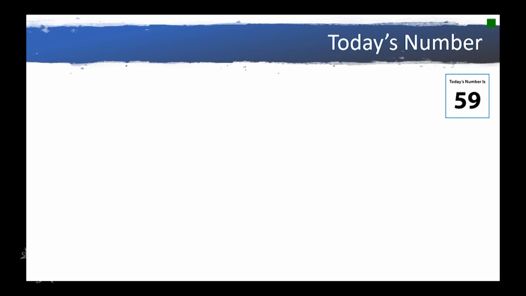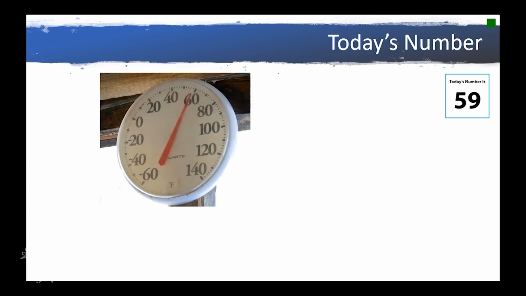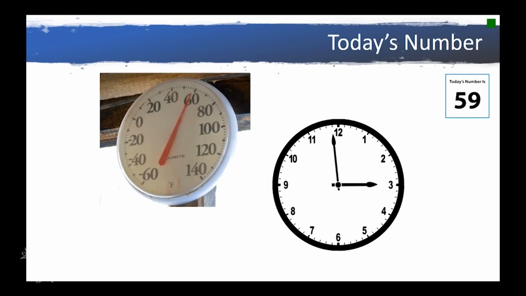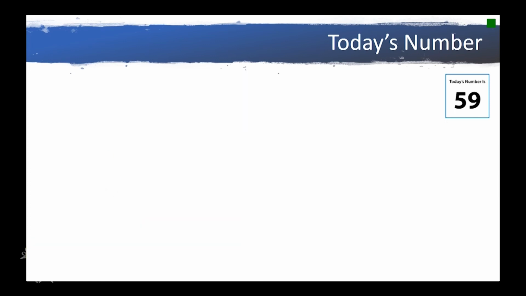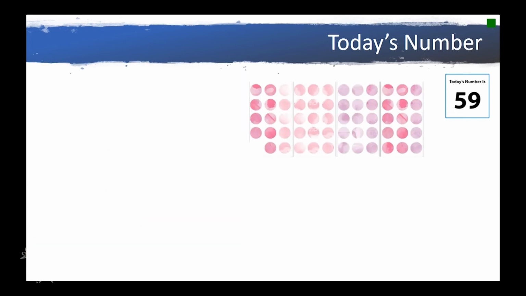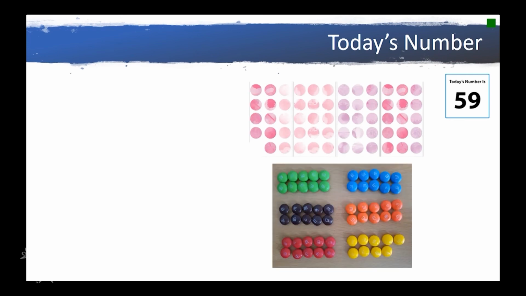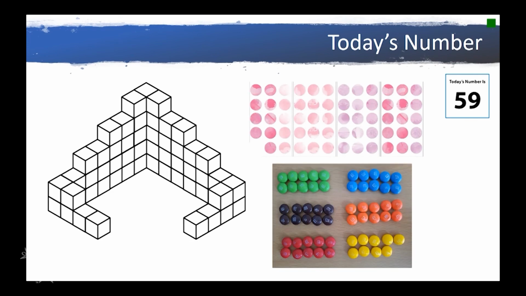Other ways we might think about 59 is 59 degrees, 59 minutes, or 59 inches. What is something you could do for 59 minutes? Is there something in your house that is 59 inches long? Would you need to wear a coat if it is 59 degrees outside? The number 59 could be shown using groups, arrays, or collections. Each of these pictures has exactly 59 objects.